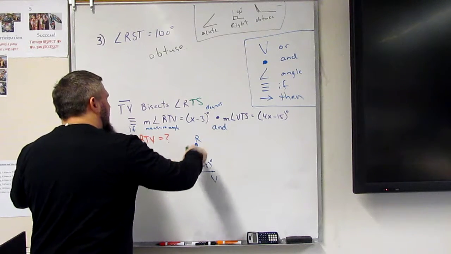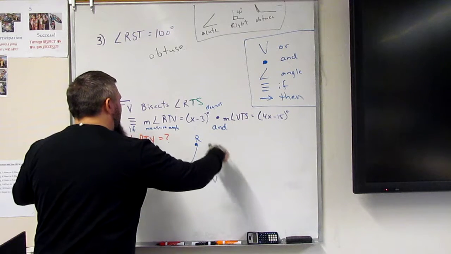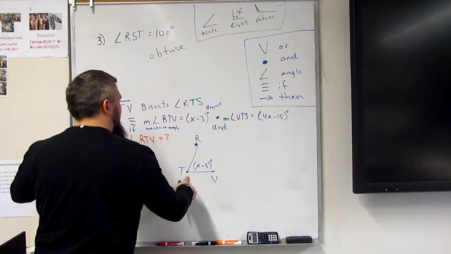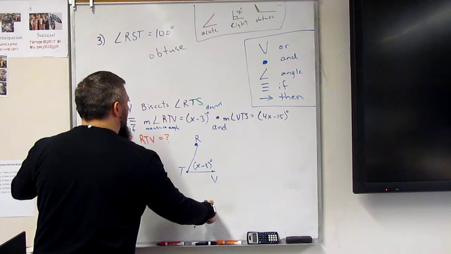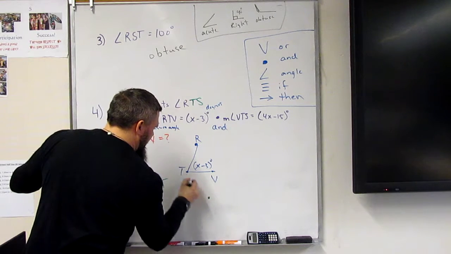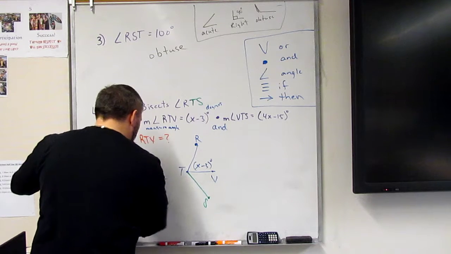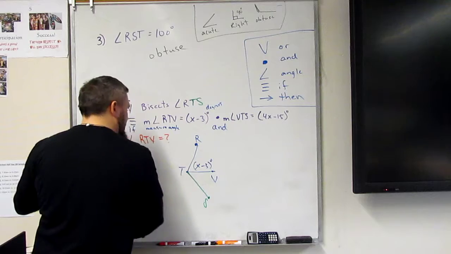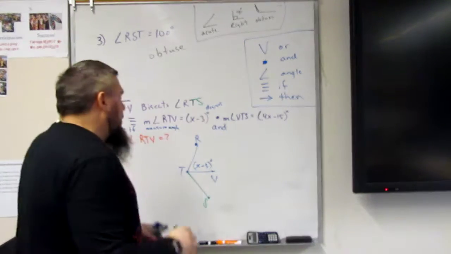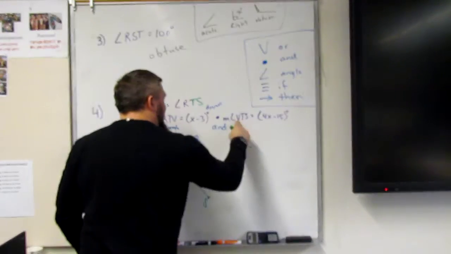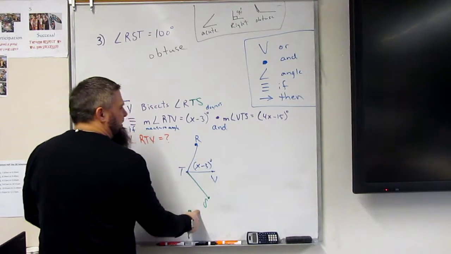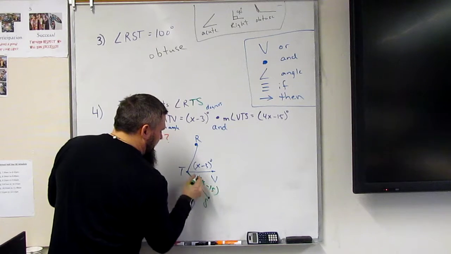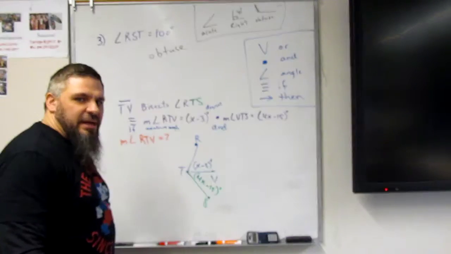Okay, so RTV, and then we're going to have RT and S, right? So we'll put S up here. Perfect. Now we're good. I was going to say, that doesn't make sense. So it says VTS is equal to 4x minus 15 degrees, right?